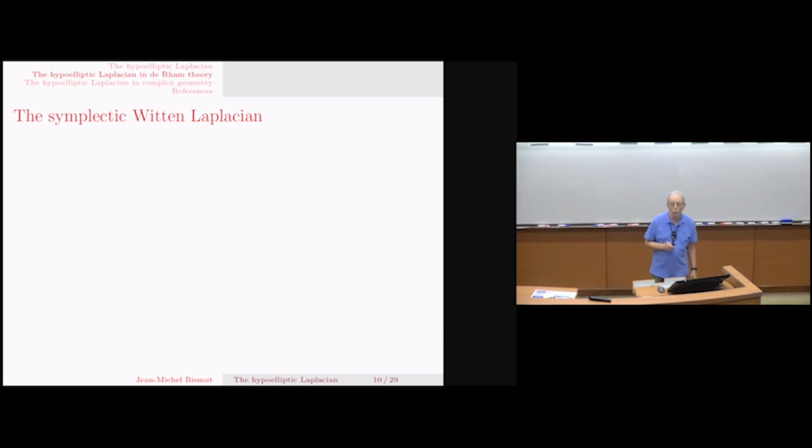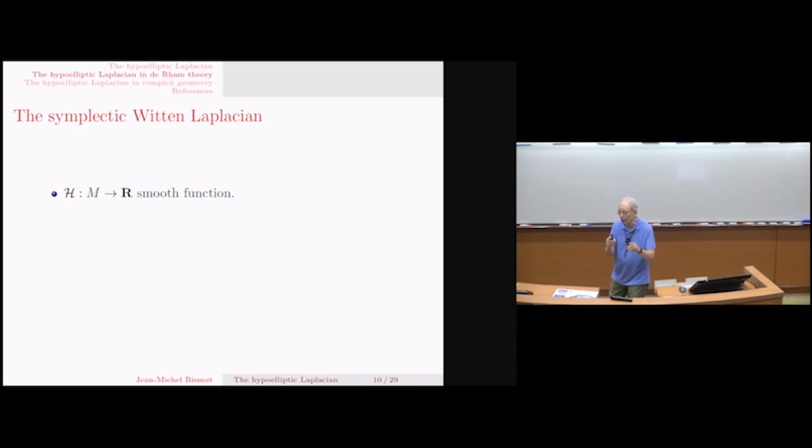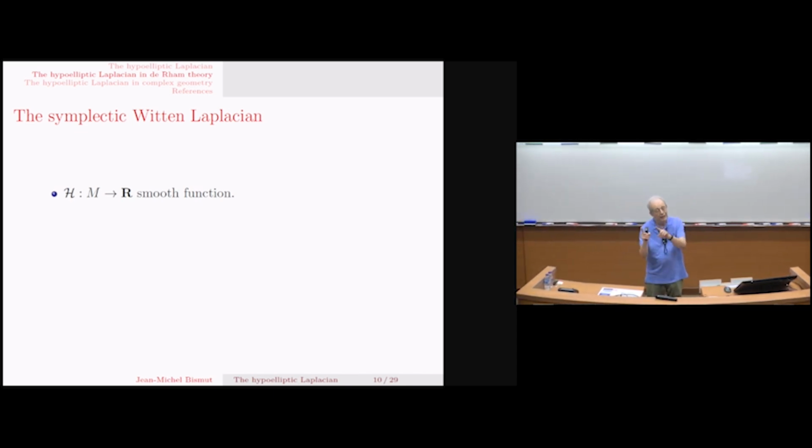So the symplectic Witten Laplacian. I mentioned before that to construct the Witten Laplacian, what Witten did was modify the L2 scalar product by modifying the volume. We're going to do exactly the same thing.